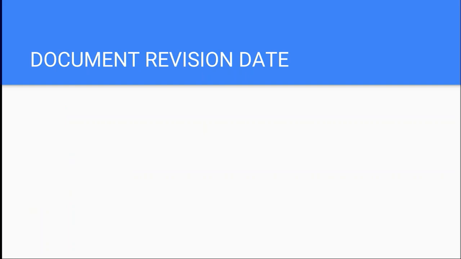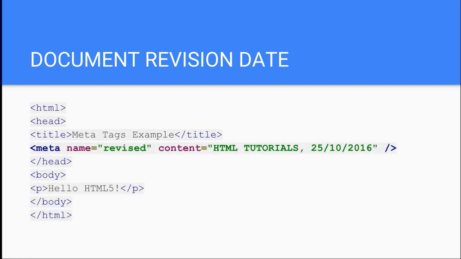And you can provide some information from the meta tags, like the document revision date. So here the name is revised and the content is HTML tutorial, and it's 25/10/2006. I just put the current date here. So this is some kind of information that we provide with meta tags in an HTML file.